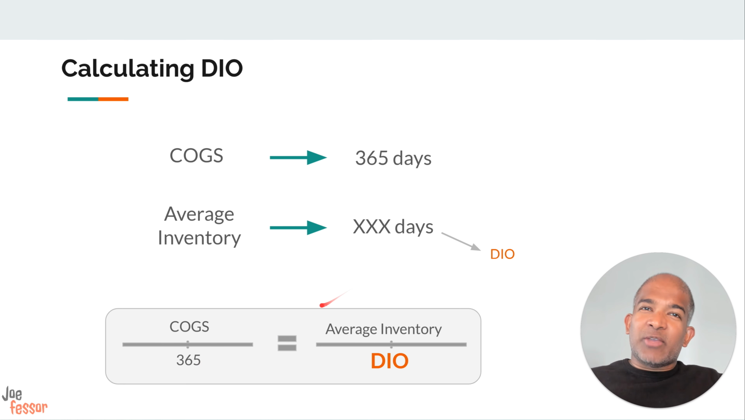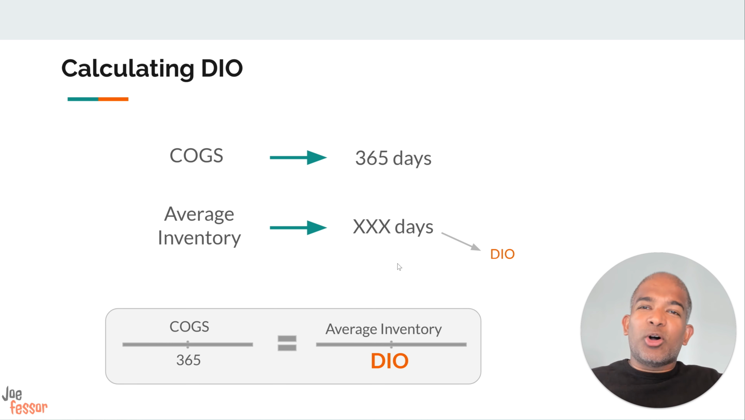Think of it this way. If your total yearly COGS represents 365 days of inventory usage, then your average inventory represents a certain number of those days, which is your DIO. Why is this useful? This interpretation is particularly helpful when you forecast figures.